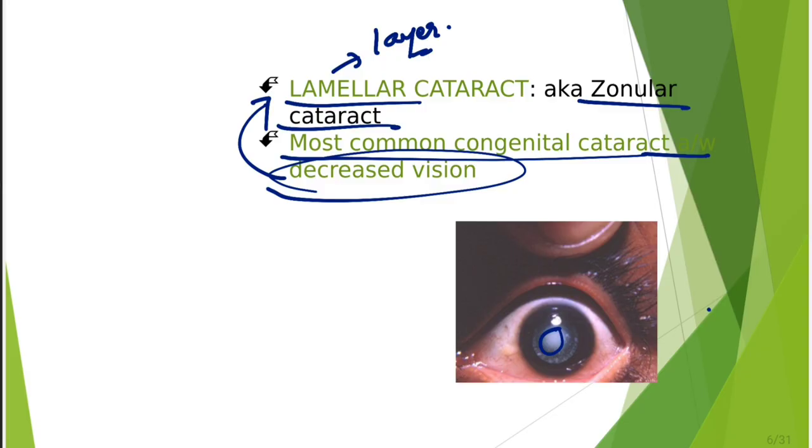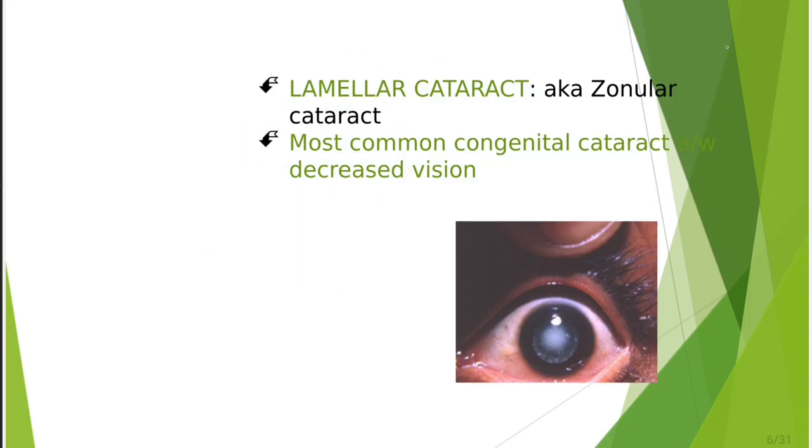Okay, so it's like the opacity is like a ring or a disc within the lens. Okay, but there'll be clear areas also. Just a layer of the lens is affected. So that is called as what, guys? Lamellar cataract. Now this lamellar cataract can cause vision impairment. So it has to be treated at the earliest. Now this is another MCQ, very important.